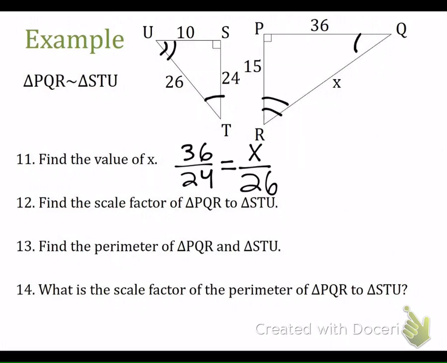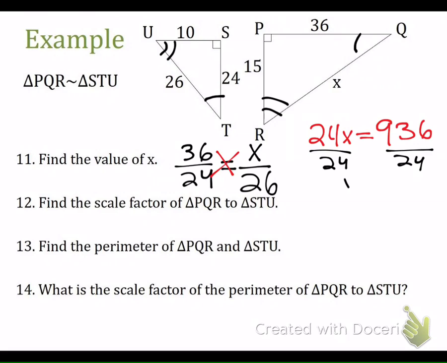All right. Let's cross multiply. 24x equals, someone's going to have to help me out with this one. What is it? All right. And don't clear it. Just divide it by 24. All right. So there's my x.